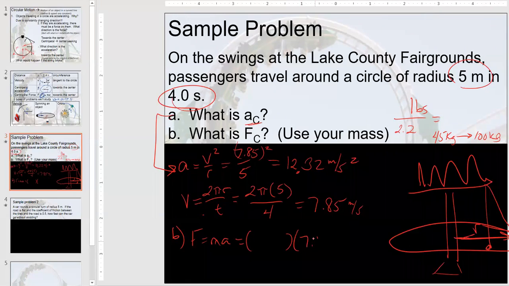And then you would put in your acceleration, the 12.32.